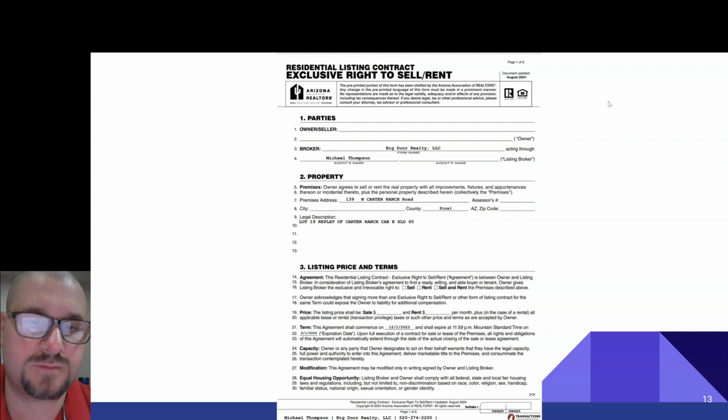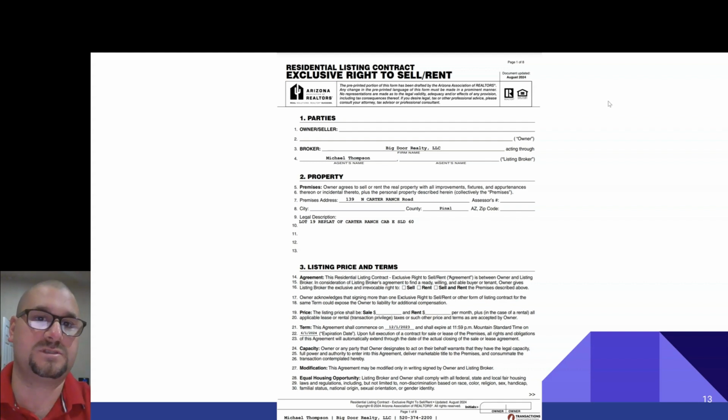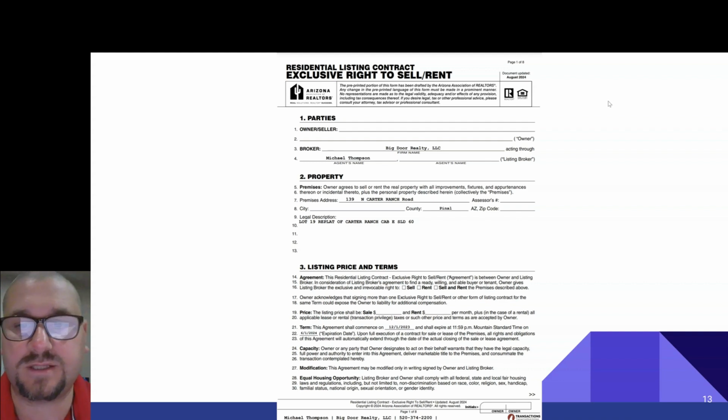So line 21, term, this agreement shall commence on this date. So you always got to put a beginning date of when it's going to start, and you need an ending date of when it's going to stop. And shall expire 11:59 Mountain Standard Time on this date. All right, that's the start date and expiration date. Upon full execution of a contract for sale or lease of the premises, all rights and obligations of this agreement will automatically extend through the date of the actual closing of the sale or lease agreement.